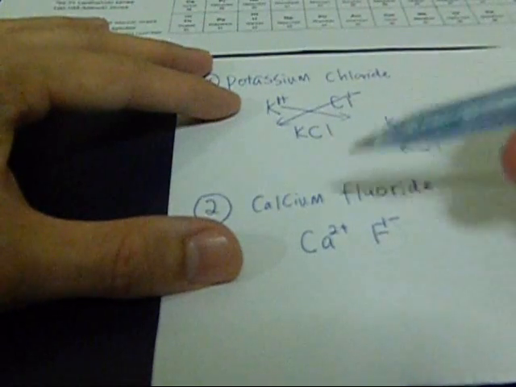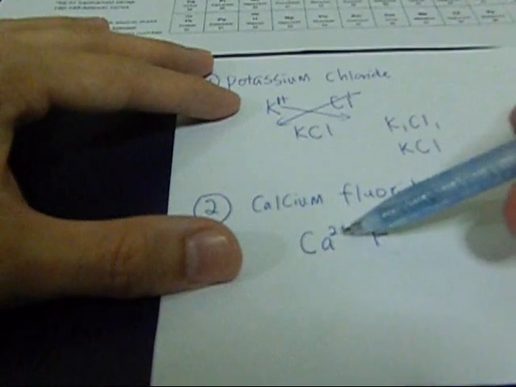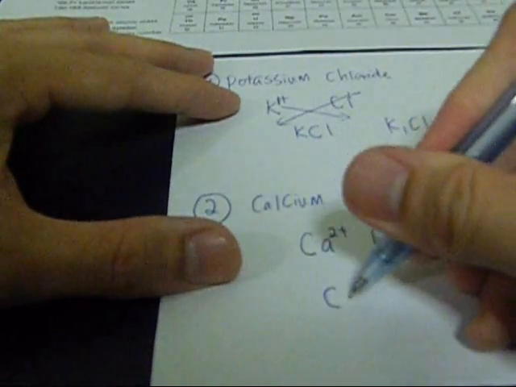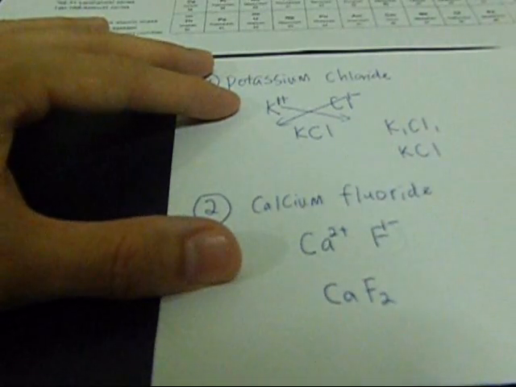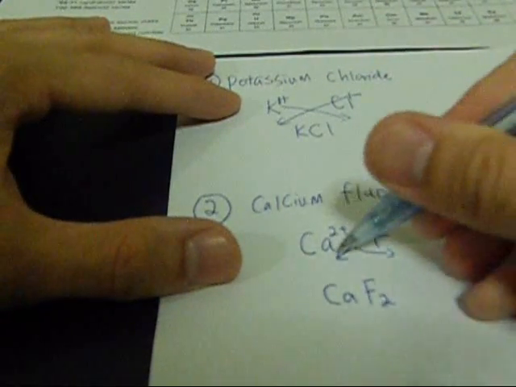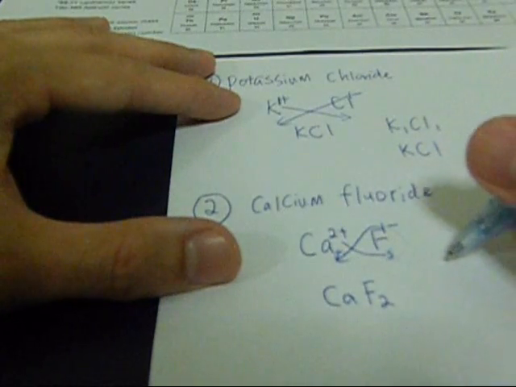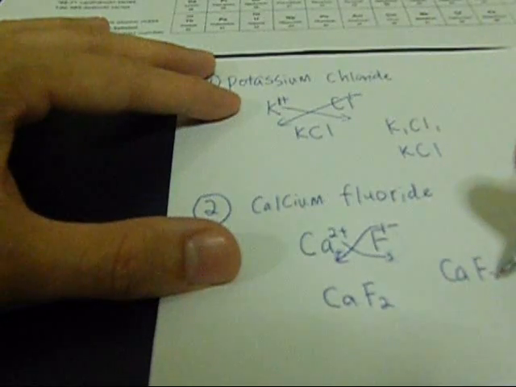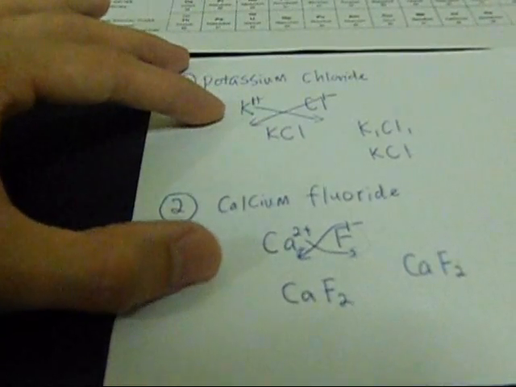And then after that, you can ask yourself, how do I balance the charges? 2 plus and 1 minus. Then of course, if you want to balance the charges, you need 2 of the fluoride ion, so it becomes CaF2. And alternatively, you can use the cross multiply. So the 1 will become the subscript of Ca, and the 2 will become the subscript of F. So it becomes Ca1F2. We don't write the 1. So either way, you get the formula for calcium fluoride.